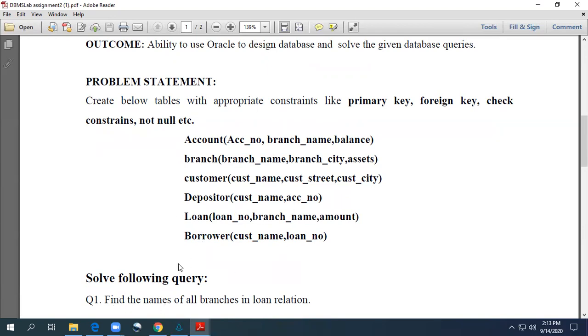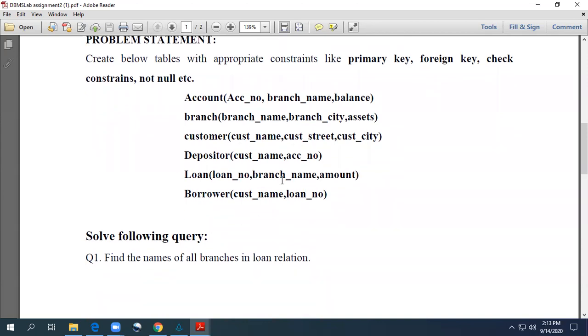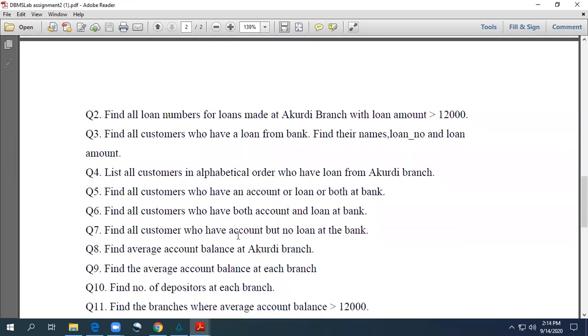So, assuming suitable data, first I want to read the query: find all the customers who have an account or loan or both at the bank. My query says: find all customers who have an account or loan or both at the bank. This is an example of a union query, right? If you observe, my query says to display the details of all the customers who have a savings account in the bank, who have a loan account also, and both accounts in the bank, right?